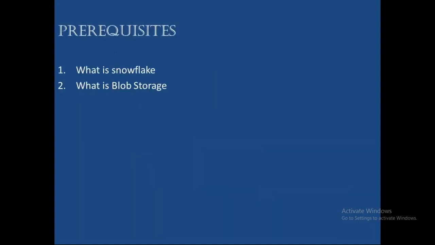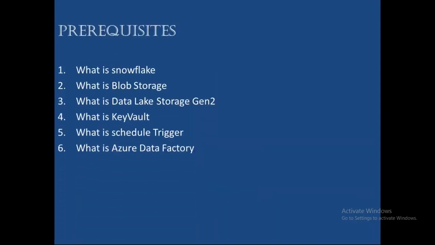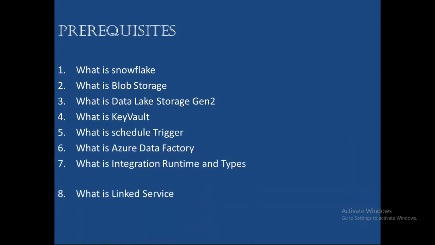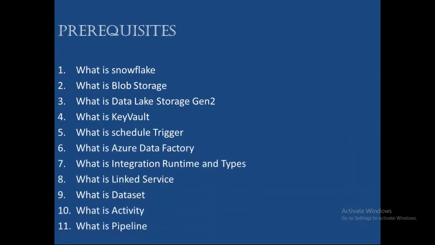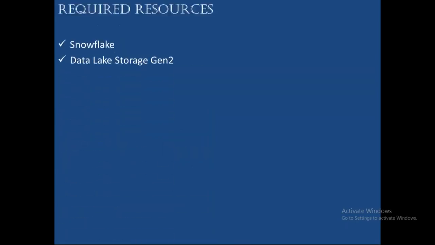Prerequisites: we should have knowledge of Snowflake, blob storage, ADLS Gen2, Key Vault, scheduled trigger, Azure Data Factory integration runtime types, linked service, dataset, activity and pipeline. So all these things we are aware of. So let's go to the required resources. Snowflake we are going to create, then Data Lake Storage Gen2, blob storage, Key Vault, and Azure Data Factory v2. So let's go and create a Snowflake first.